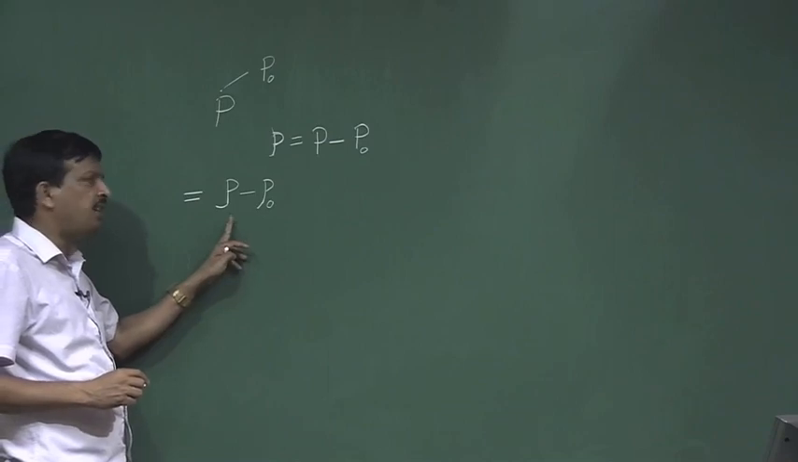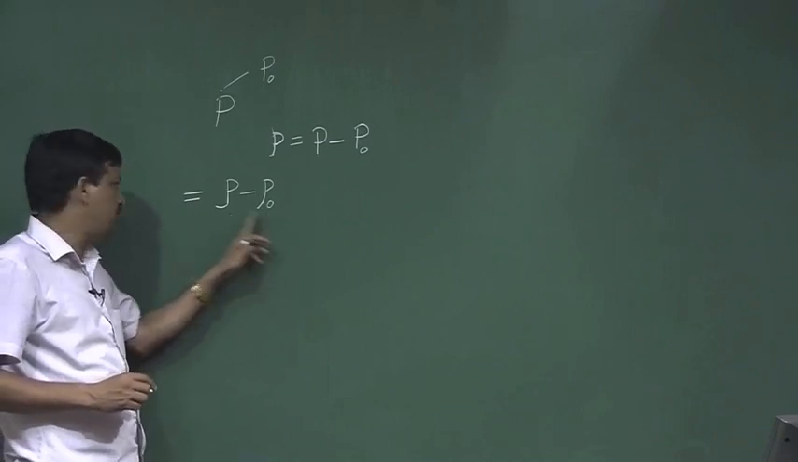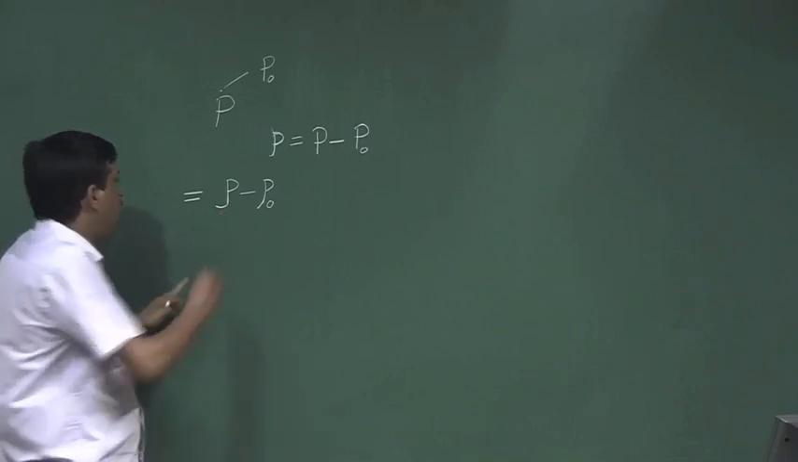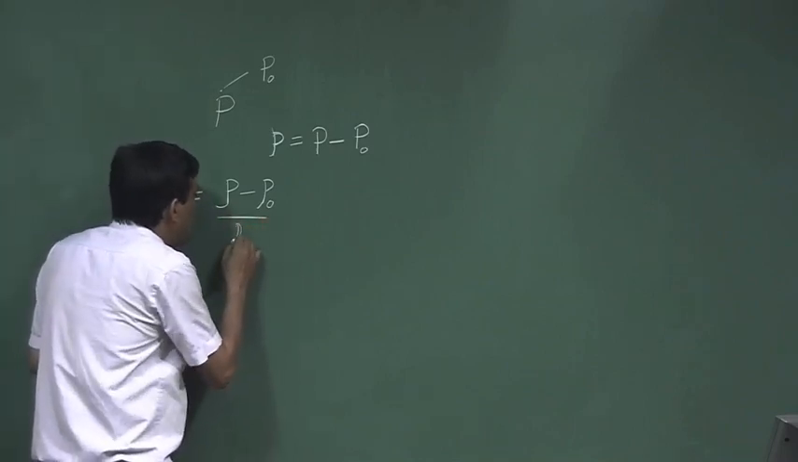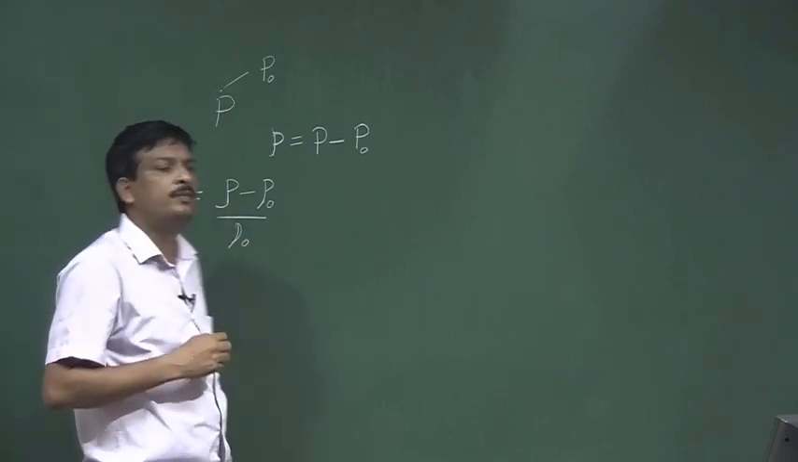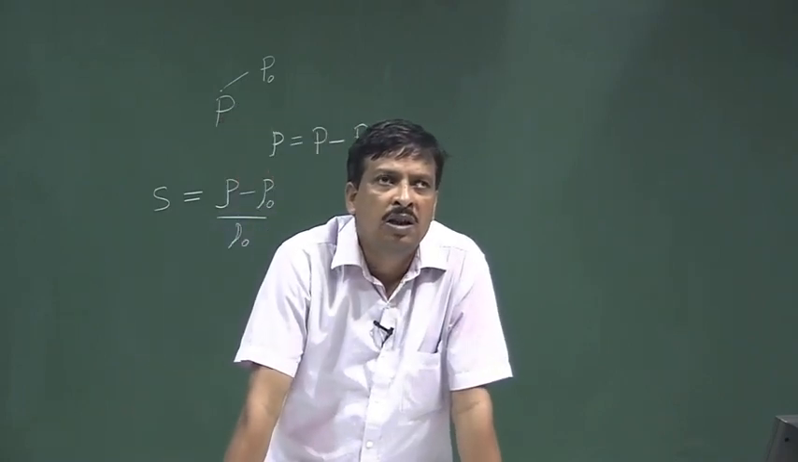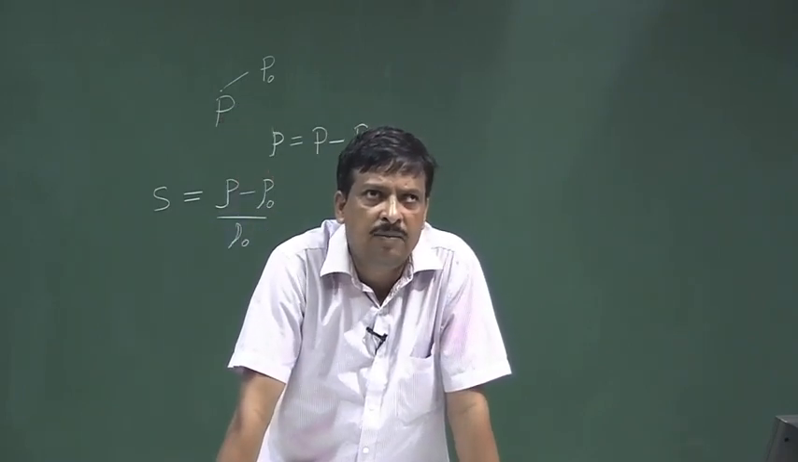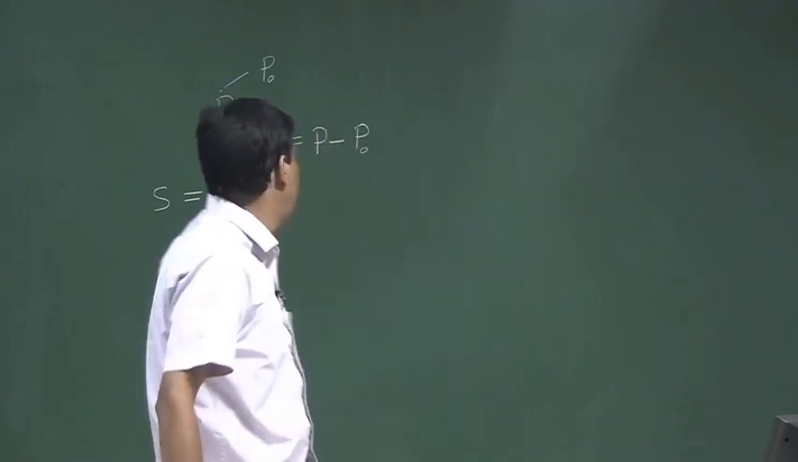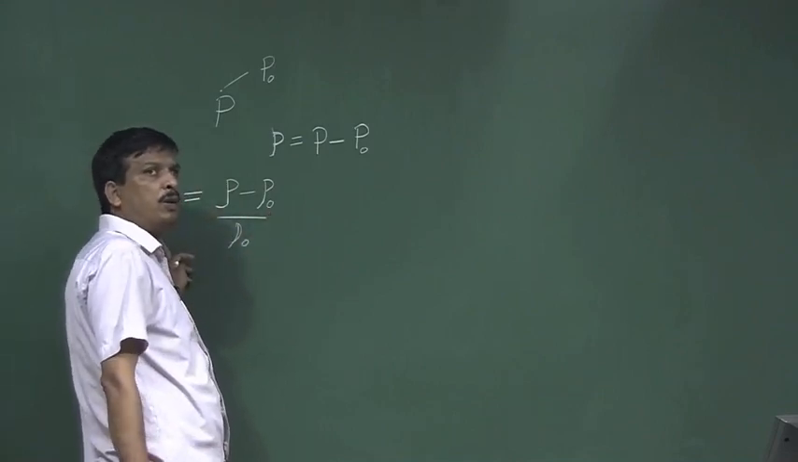The instantaneous density minus the equilibrium density, divided by rho 0, will be the condensation, which is called S. S is nothing but the condensation. So, the density of that medium is rho, minus the equilibrium density rho 0, divided by rho 0, where rho 0 is the equilibrium density. This is the condensation property.